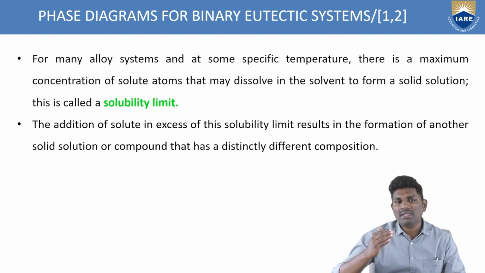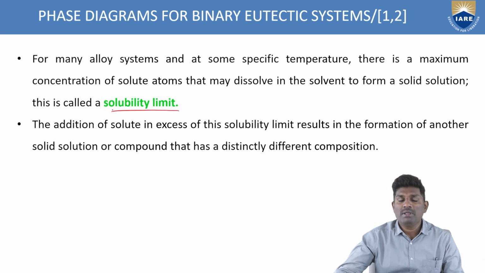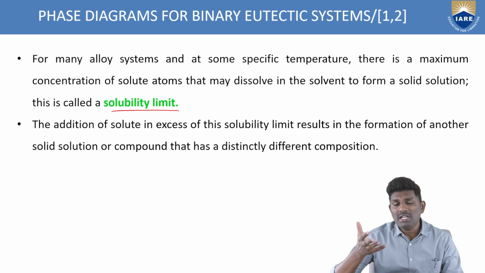And what happens after crossing some limit? These solute atoms will not dissolve in that system. So there is a limit beyond which solute atoms will not dissolve further. That is the definition of the solubility limit. Solubility limit is the point up to which the solute atoms may dissolve in the solvent, and if you still add some solute atoms to the solvent after that, they will not dissolve.